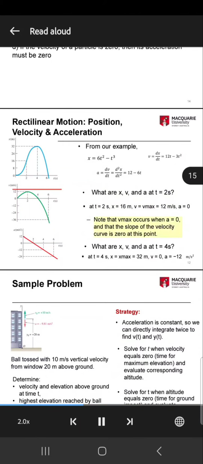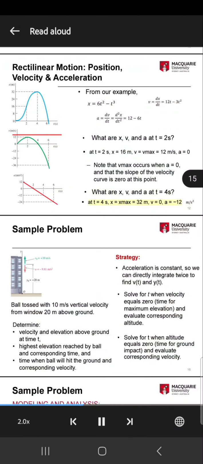Note that at this point a equals 0, and the slope of the velocity curve is 0. What are x, v, and a at t equals 4 s? At t equals 4 s, x equals x max equals 32 meters, v equals 0, a equals minus 12.